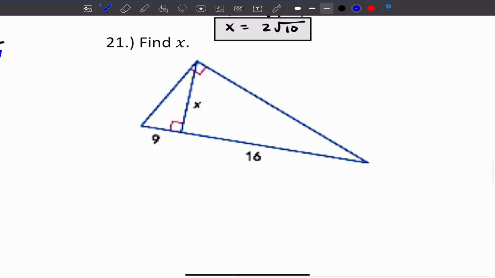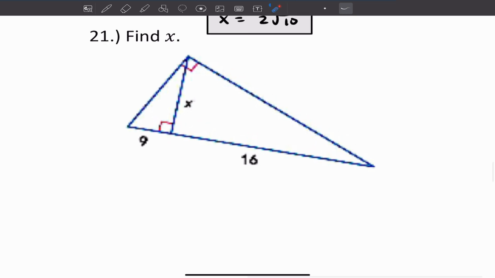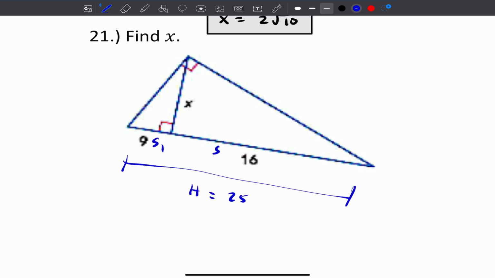Alright, so again we're dealing with a right triangle proportion. Whenever you see an altitude, when you have a right triangle with an altitude, you're going to do right triangle proportions. So again, we're going to label. This is the hypotenuse, that's 25. This is segment 1, this is segment 2, that's the altitude. This is leg 1, and that is leg 2.